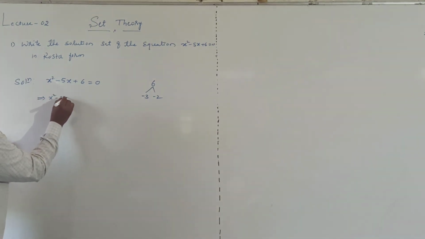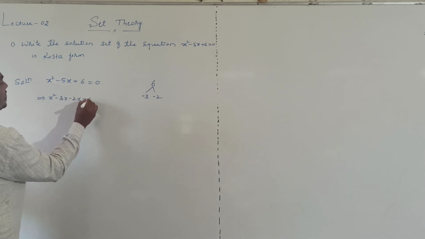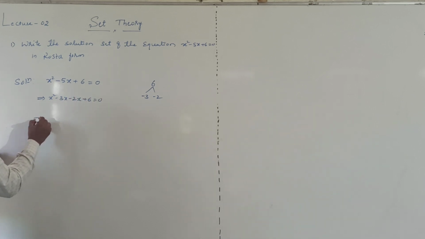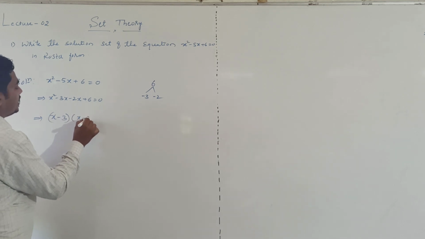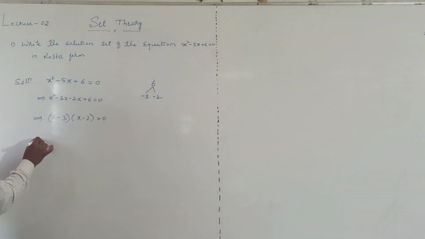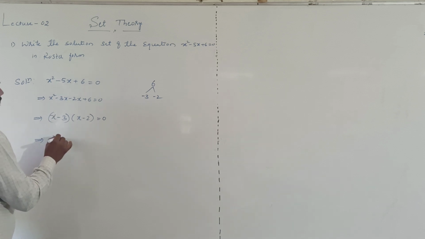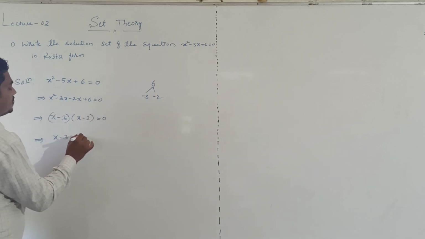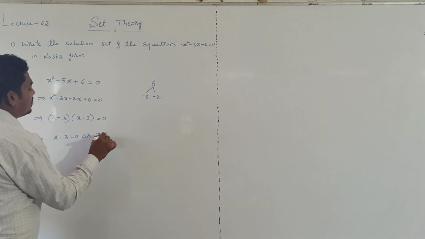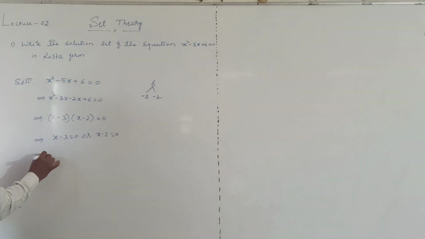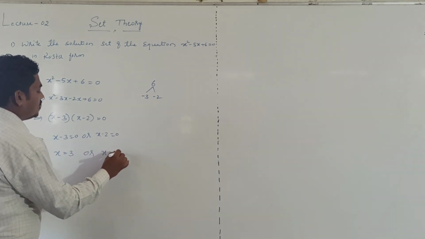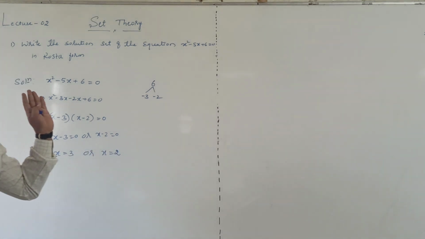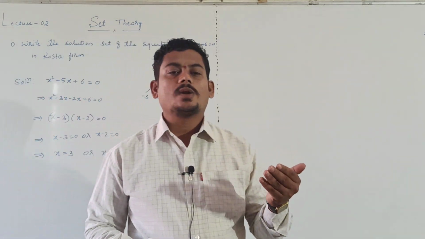x square minus 3x minus 2x plus 6 equal to 0. Next, x minus 3 into x minus 2 equal to 0. Then x minus 3 equal to 0 or x minus 2 equal to 0 implies x equal to 3 or x equal to 2. Write the solution set of the equation in roster form.